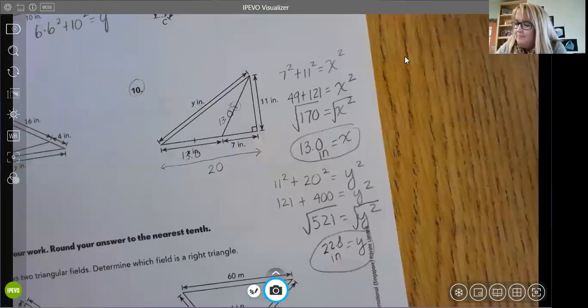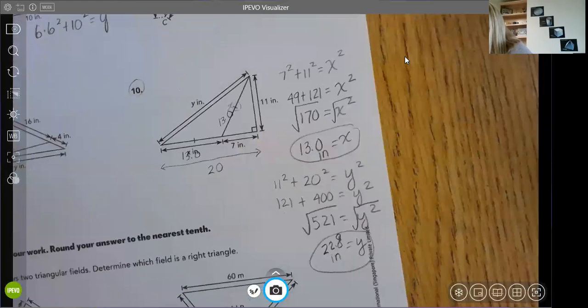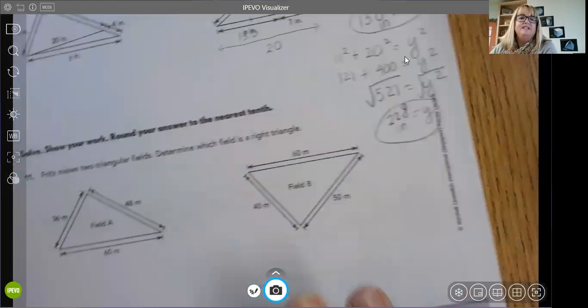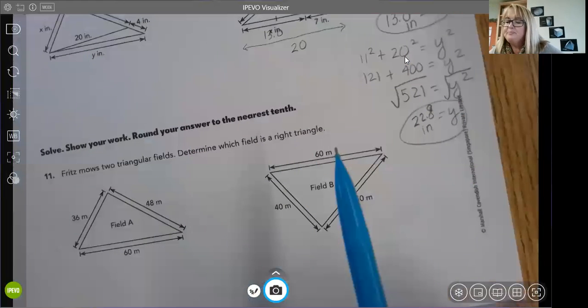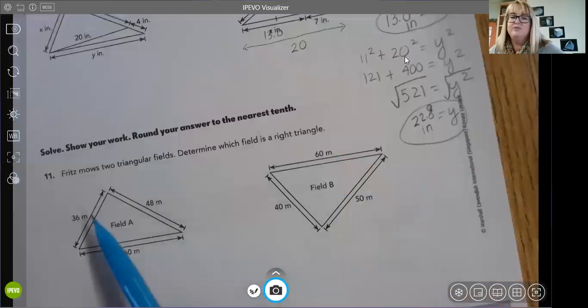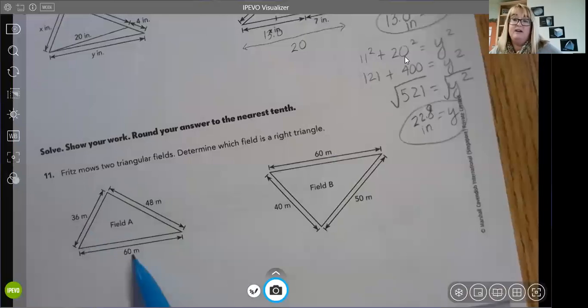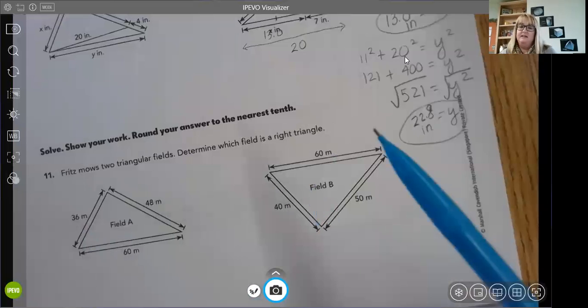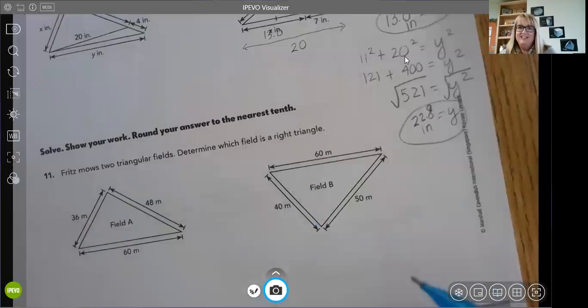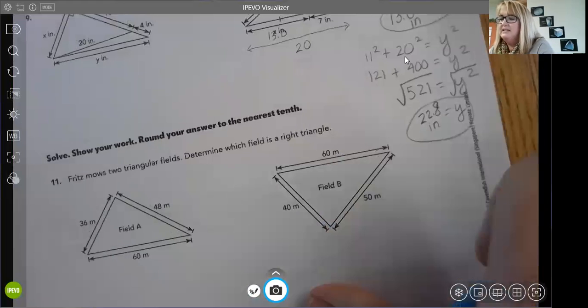All right, class. I want to go over 11. Fritz has two triangular fields; determine which field is a right triangle. We cannot tell which one is a right triangle, but you are going to put each of these in the Pythagorean theorem and see if it makes an equivalent equation. If it works out, it is a right triangle. If it doesn't, it is not. So is it a true statement or not? What I want you to do is figure out which one is right.